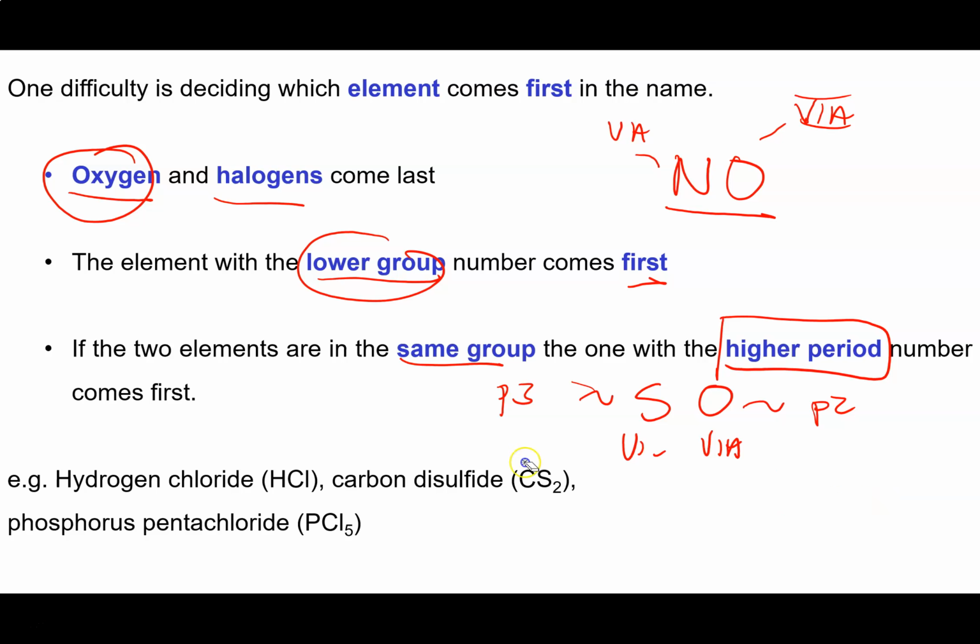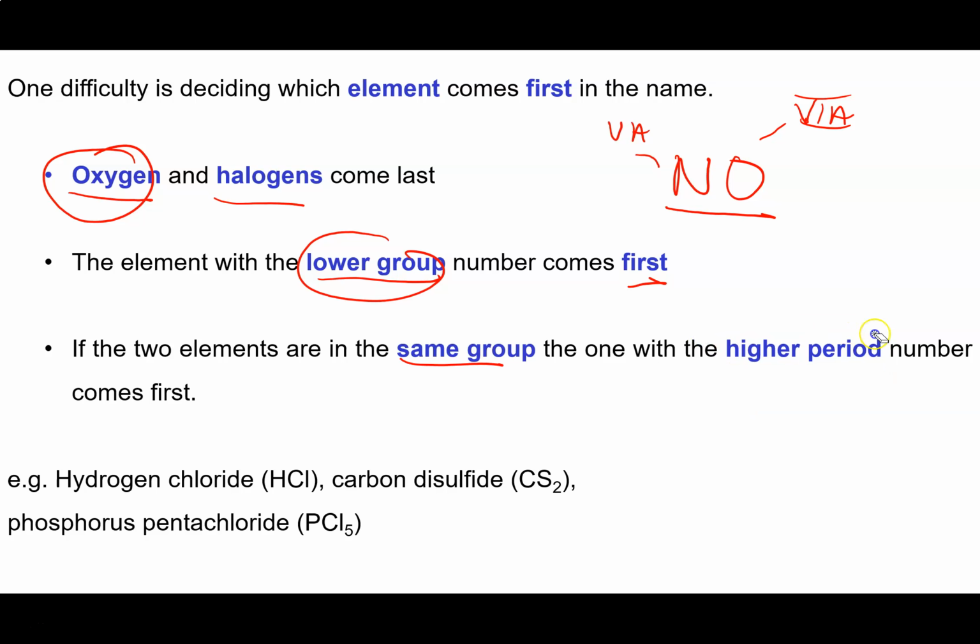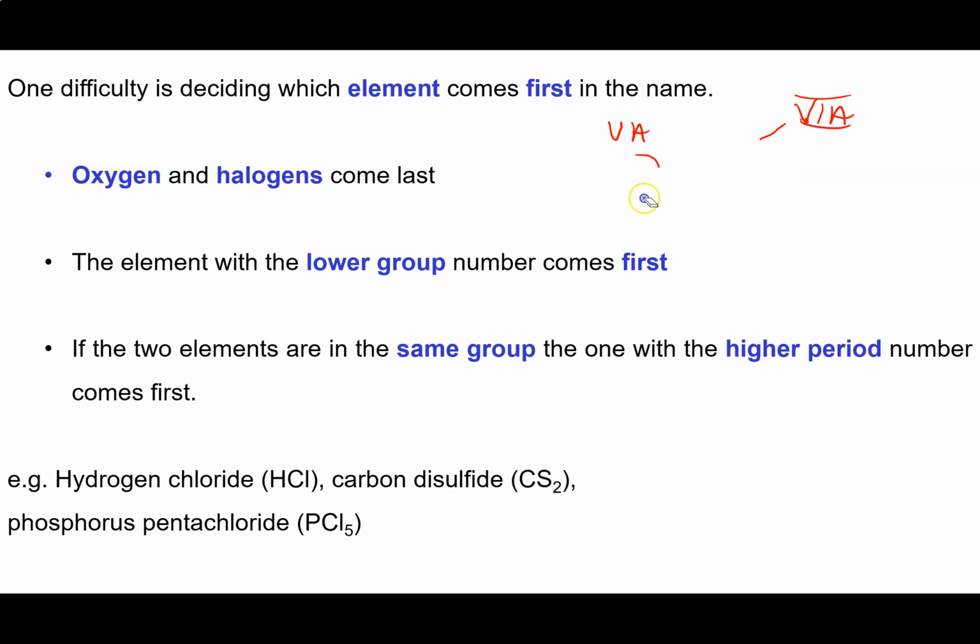Okay, so they're just some general rules there. You typically write the atoms in the order from lowest group to highest group, and then if they happen to be in the same group, you write it from highest period to lowest period. So pretty simple rules.